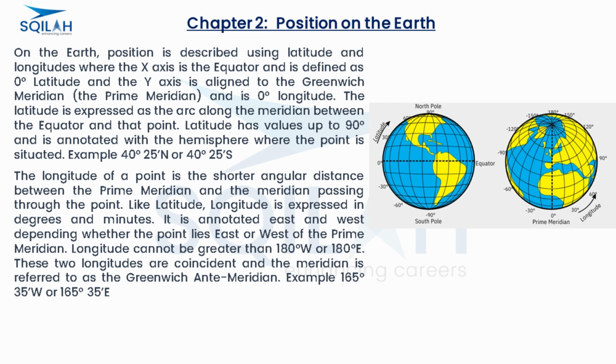The longitude of a point is the shorter angular distance between the prime meridian and the meridian passing through the point. Like latitude, longitude is expressed in degrees and minutes. It is annotated east and west depending on whether the point lies east or west of the prime meridian. Longitude cannot be greater than 180 degrees west or 180 degrees east. These two longitudes are coincident, and the meridian is referred to as the Greenwich antimeridian. Example: 165 degrees 35 W or 165 degrees 35 E.